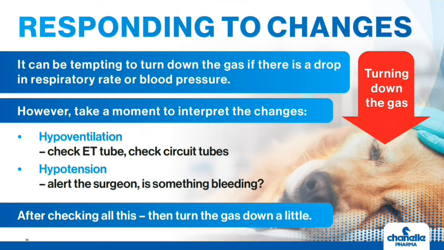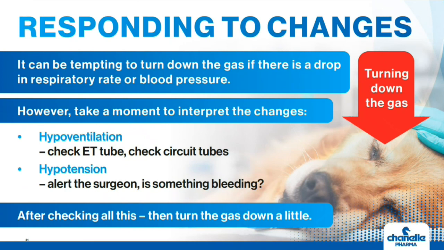Conversely, when might you need to turn down the gas? When might you need to reduce the amount of anaesthetic agent being delivered to a patient? Well, it can be tempting to turn the gas down if there's a drop in the respiratory rate or blood pressure. However, just take a moment to interpret these changes. With hyperventilation, is the ET tube okay? Is there a kink in the circuit? Are the tubes all functioning as they should be? And if you've got hypertension, is something else occurring? Is there a bleed, for example, that the surgeon needs to be made aware of?